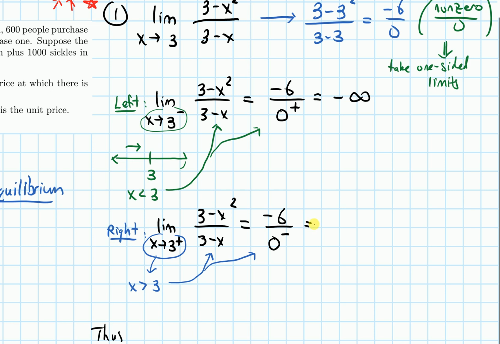Overall, this is still going to be an infinite type thing, because you're dividing a number like 6, negative 6 technically, by something really, really small. When you multiply by the reciprocal, it'll be huge. Then we have a negative on top and a negative number on the bottom, because it's less than 0. So overall, that makes this positive.